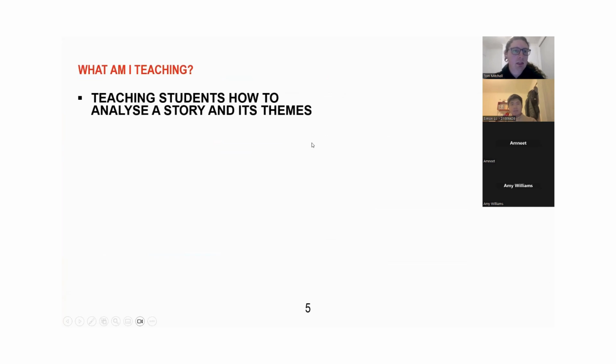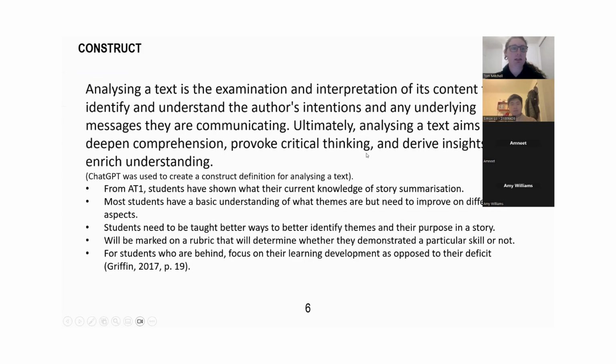So what am I teaching them? I'm teaching my students in this lesson sequence how to analyze the story as well as its themes, and what themes are, represent, and how they communicate to the audience. For my construct, I've got analyzing a text as an examination and interpretation of its content to identify and understand the author's intentions and any underlying messages they are communicating. Ultimately, analyzing a text aims to deepen comprehension, provoke critical thinking, and derive insights that enrich understanding.